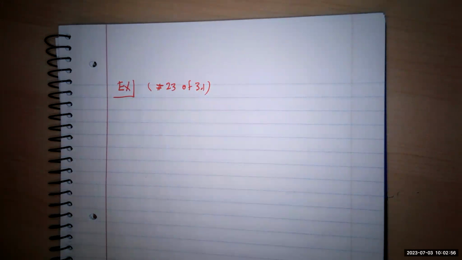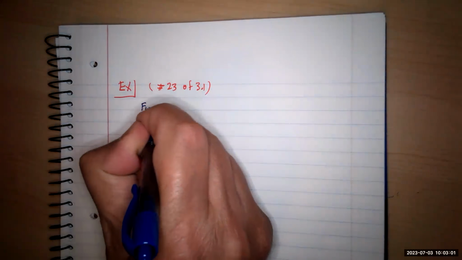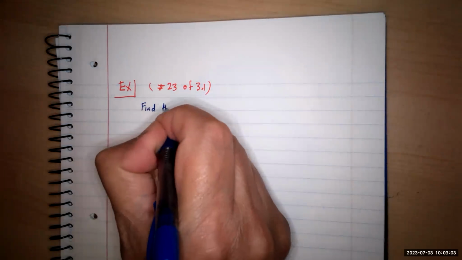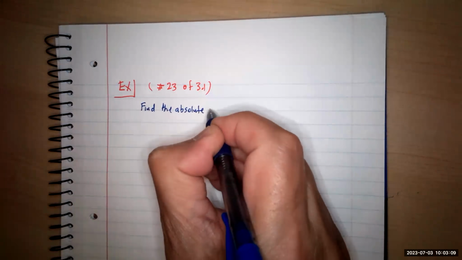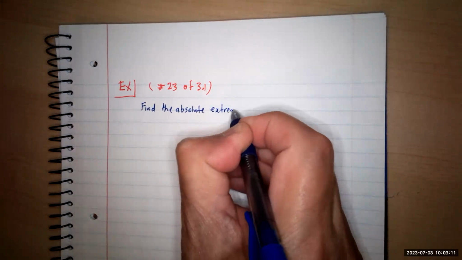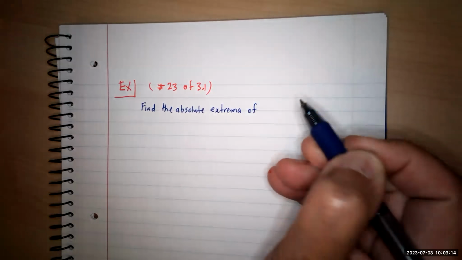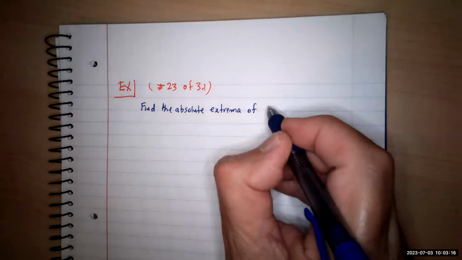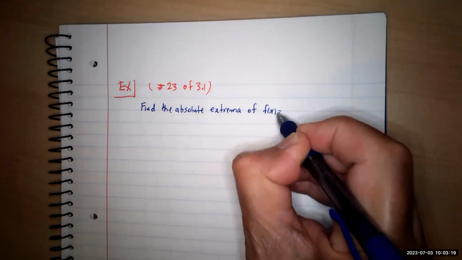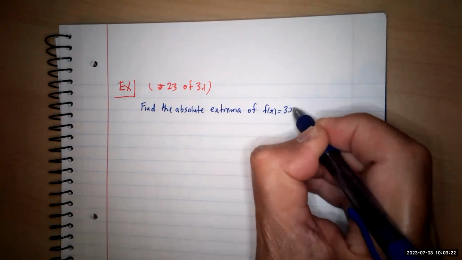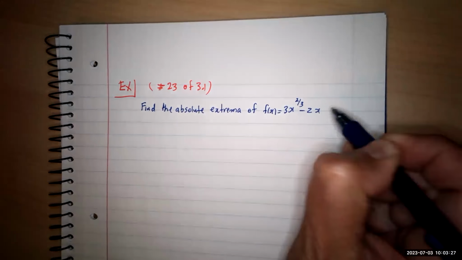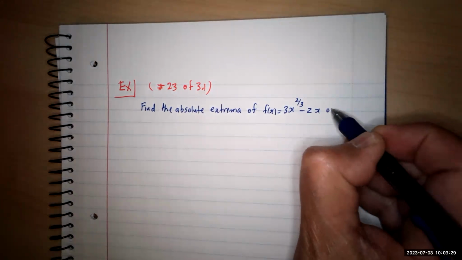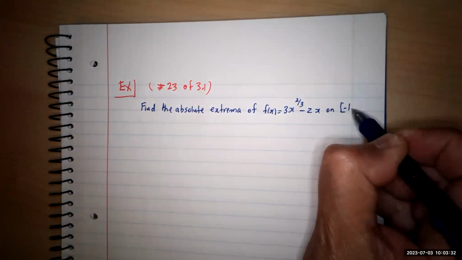Okay, so what's the problem? The problem asks you to find the absolute extrema of this function. The function is f of x equal to 3x to the 2/3, minus 2x. But you want it, of course, on the closed interval of -1 and 1.